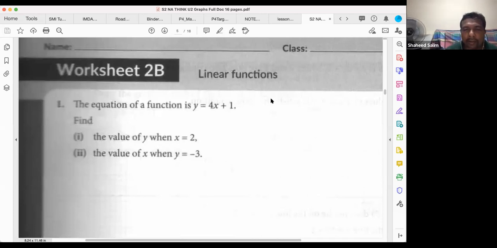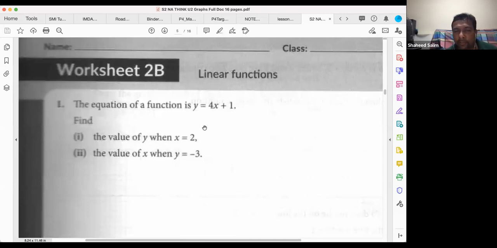So what about finding x? Let's see now. Abdul Rahman, do you know how to do it? Can or not? Can do or not? So you just need to put in the value. Okay, if you all are unsure, put in the value.